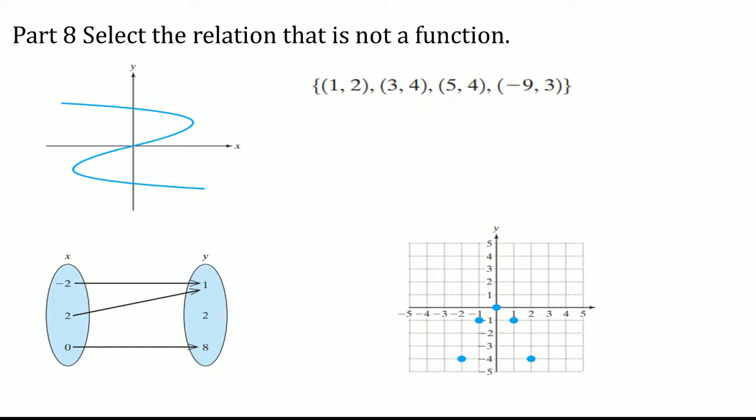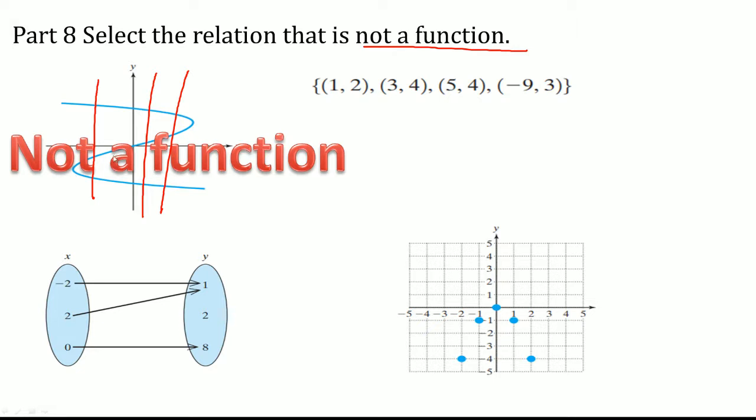Part eight. Select the relationship that is not a function. Here's a graph. We do the vertical line test. It crosses through multiple points, so this one is not a function. We would select this one. That's not a function. What about this one?